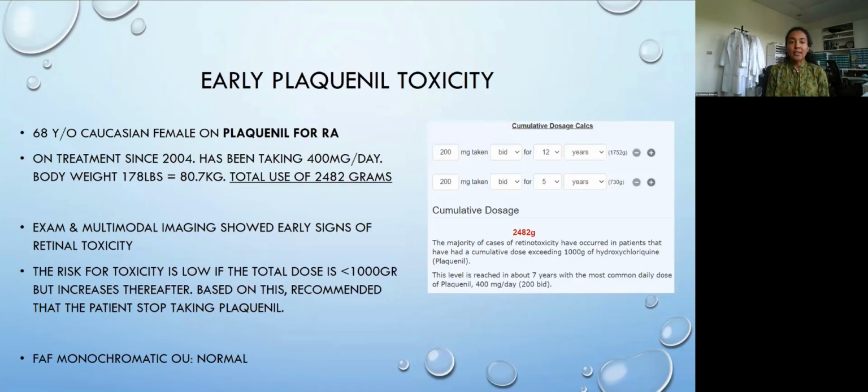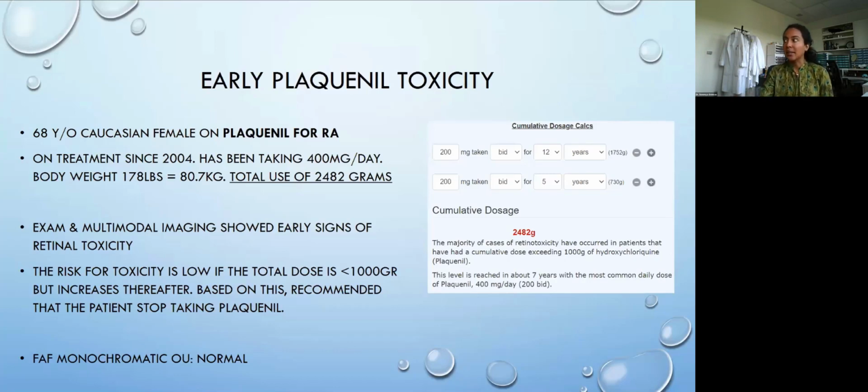So this is a patient I saw recently who was on Plaquenil for rheumatoid arthritis. She is a 68-year-old Caucasian female. She had been on Plaquenil since 2004, taking 400 milligrams per day. Her body weight was 178 pounds, which is equal to 80.7 kilograms. So I used a calculator, which I gave you the link for on the previous slides. I calculated her cumulative dosage, because remember, Plaquenil toxicity is dependent on cumulative dosage.